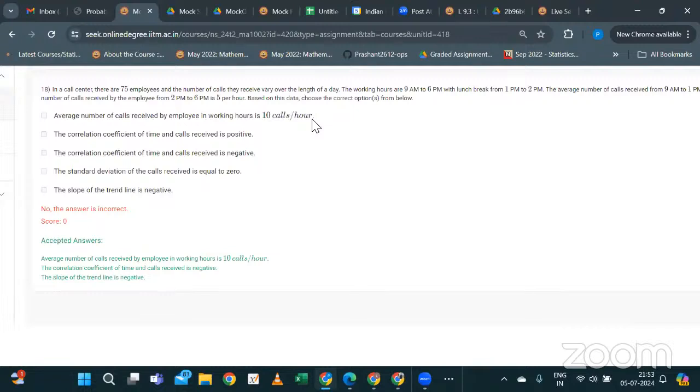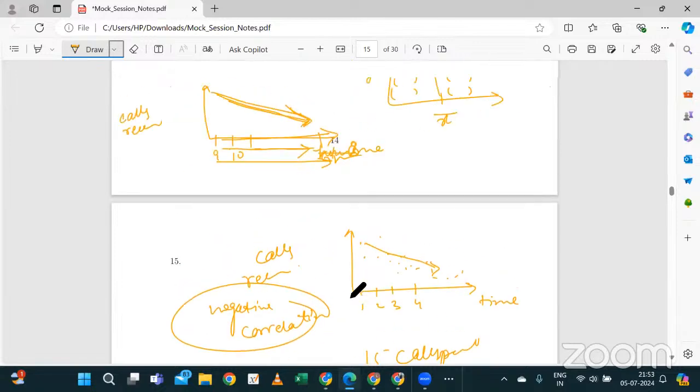Okay. So the next option is saying the standard deviation of the calls received is equal to 0. Is it true? No. Why? Yes, sir, cannot say. Suppose in case the total 8 hours, all the hours getting 15, then that time it would be 0, because every observation is equal to the mean. But here it is different, it is not the case, right?